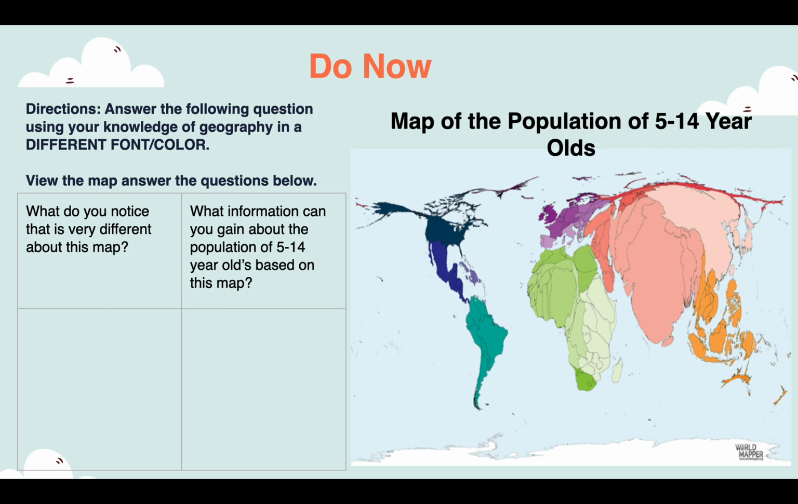Okay, so what did you notice that is very different about this map? If you said that the countries look distorted or some are bigger than others, you're completely correct. So what this map is showing is the population of 5 to 14-year-olds in different countries around the world. It does this by showing some countries as being much larger than others.